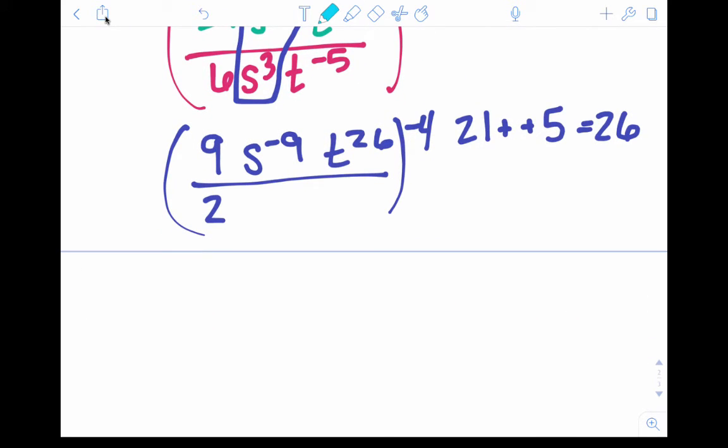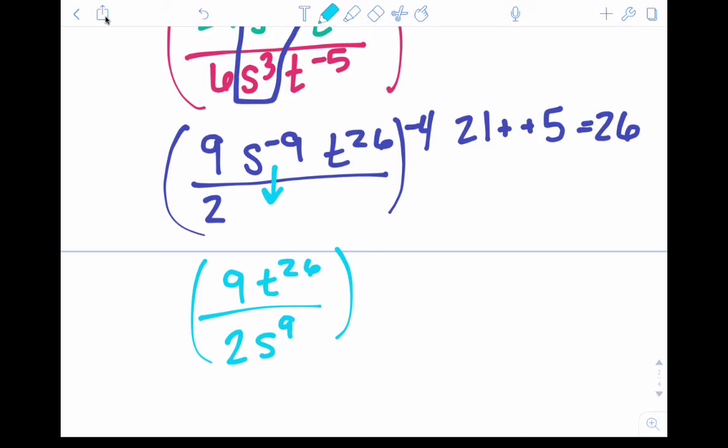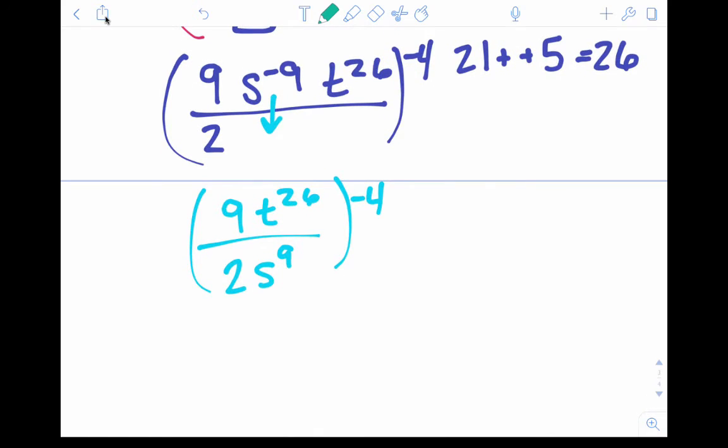I can take the inverse of that, s to the negative 9th. So I can have 9t to the 26th over 2s to the 9th, and then take that to the negative 4th. So now I'm going to go ahead and do that negative 4 power. And so I have 9 to the negative fourth, t to the negative 26 times 4.